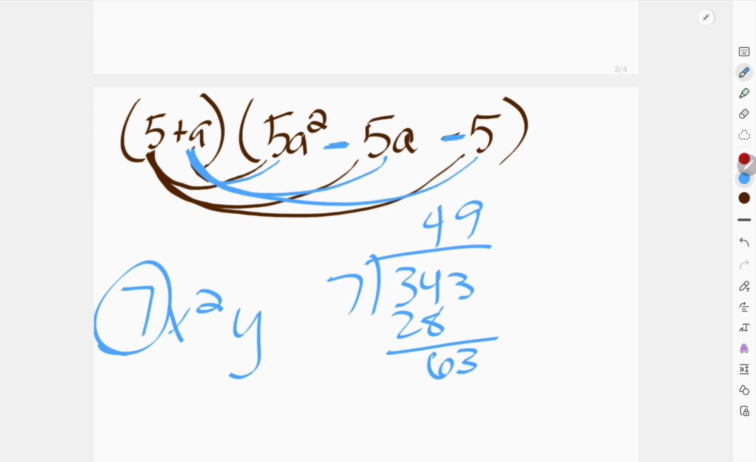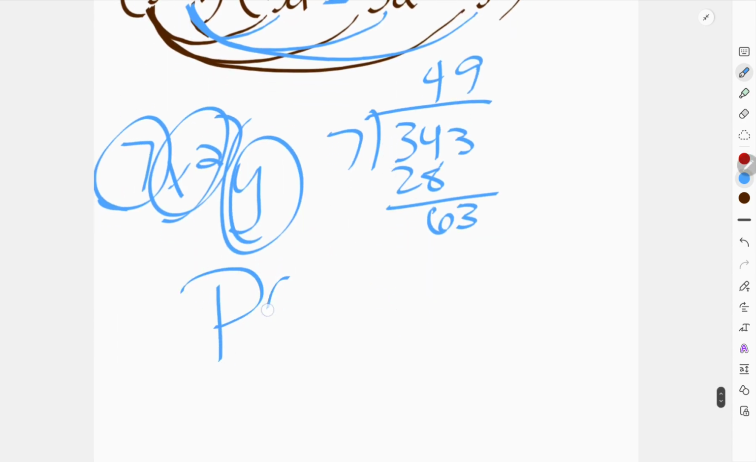I have an x squared in every one of them. An x squared in the first, an x to the third in the second, and an x to the fourth in the third one. So there is at least x squared in all of them, and there is at least y in all of them. Okay? So moving over to page 33. So now we're on page 33.